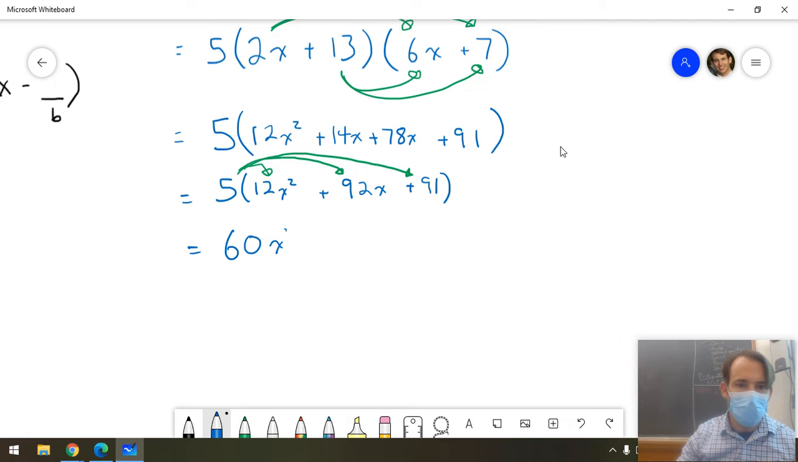60x squared plus 92 times 5 is 190? No, it's not right. What is it? 90 is 40, 460. 460x. Yeah, that's right, 460x. And then plus 455. There. And you can, of course, use your calculator for some of these if you're confused. All right? Now, this will create a very challenging problem for your audience to solve.